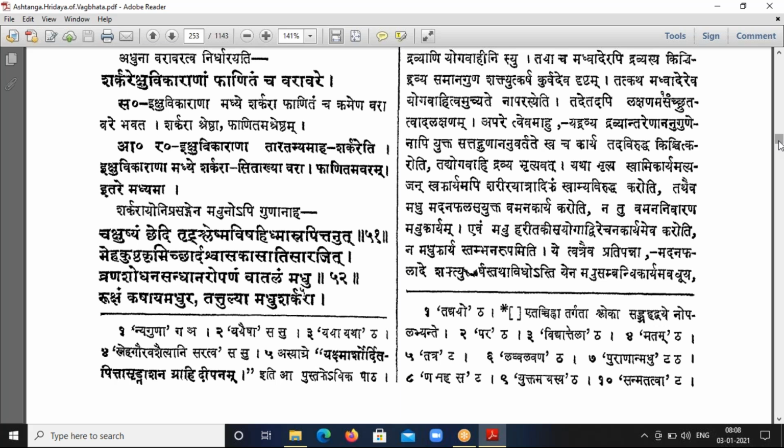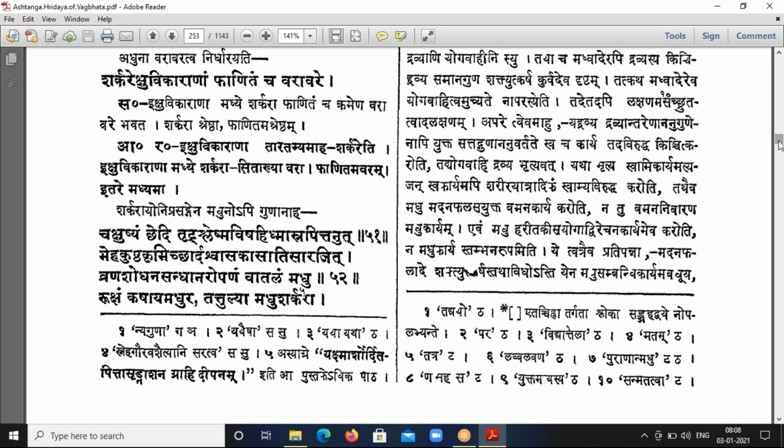It is chedi, kaphachedi, medachedi. Tritsleshma vishahitmasrapittanutviso, meha kushtakrimi, chardi, swasakasa, adisaradit.